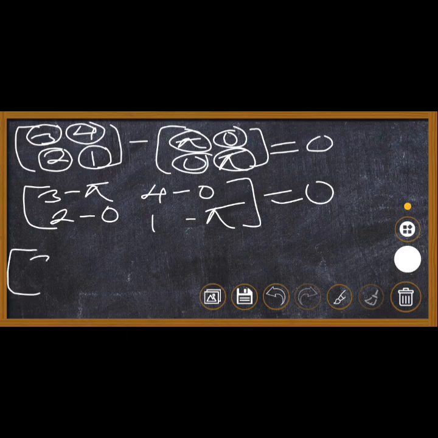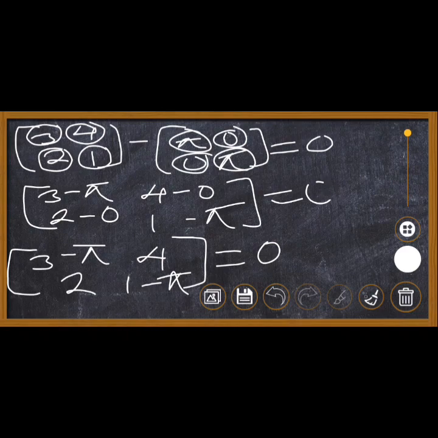So here we don't know the value of pi. Then 4 minus 0, we have 4. 2 subtract 0, it's 2. And then 1 subtract pi, we have 1 subtract pi. We don't know what pi is, so we can't simplify this. So now we have a matrix in this form.